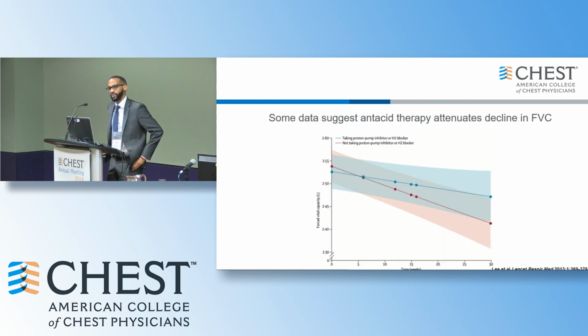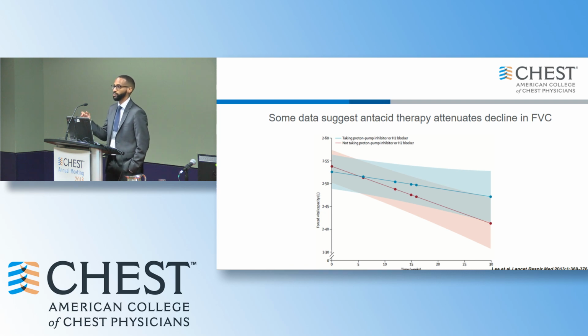So what about the clinical outcomes? Because that's what really matters, right? We just want people to be better and feel better. So some data suggest therapy attenuates decline in FVC. Here on the y-axis, you're going to see forced vital capacity in liters, and on the x-axis is time in weeks. And this was published by Joyce Lee.